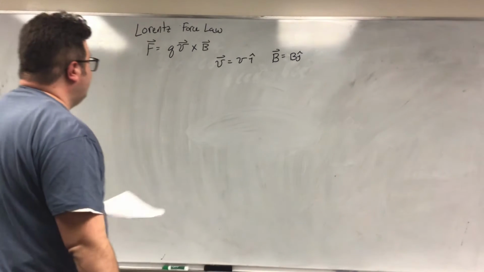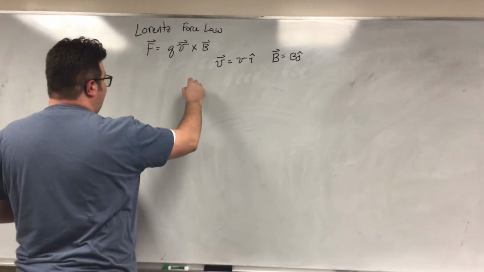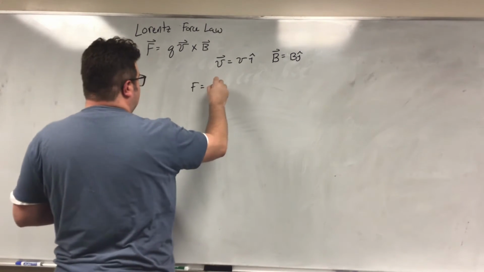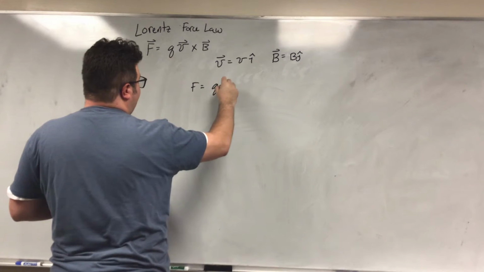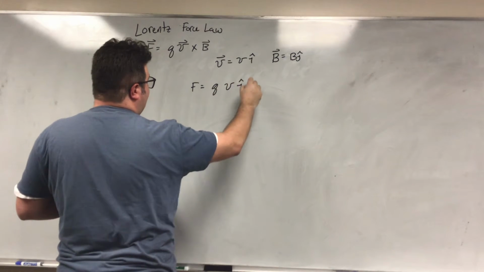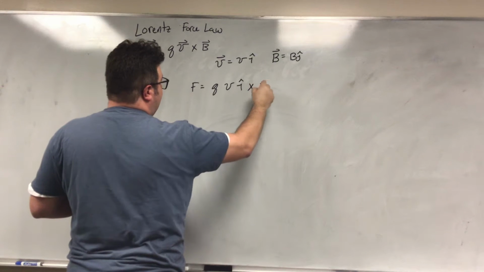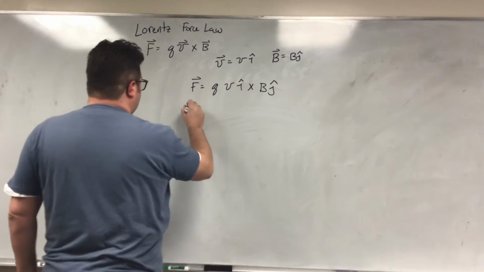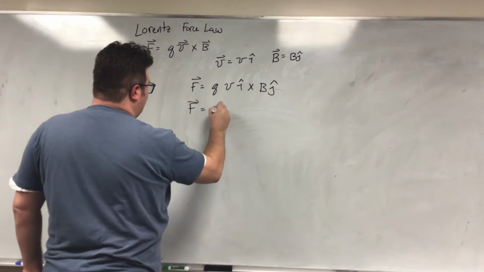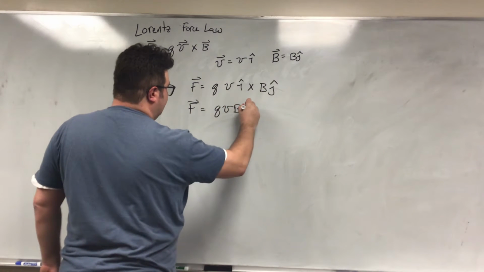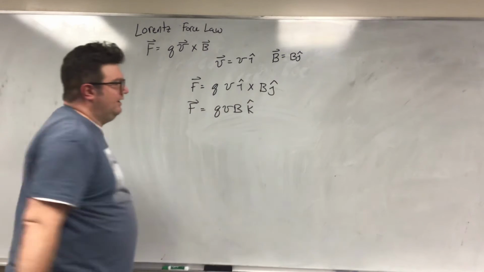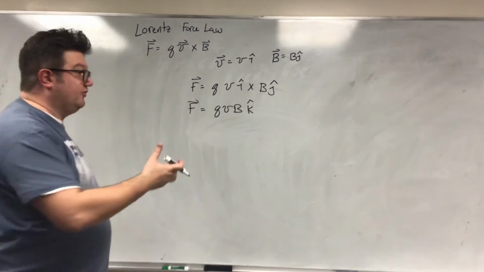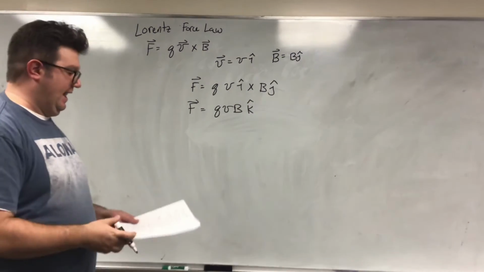All right, so what's the force going to be? Well, the force is equal to Q V I hat cross B J hat. So I do the work, and this tells me I get Q, V, B, and then I hat cross J hat, which ultimately is K hat.